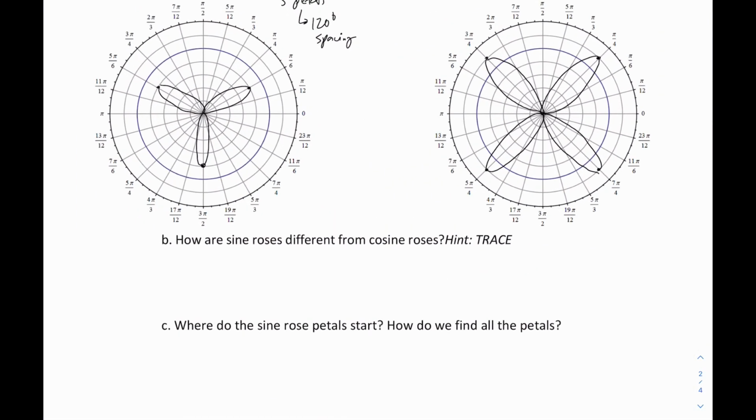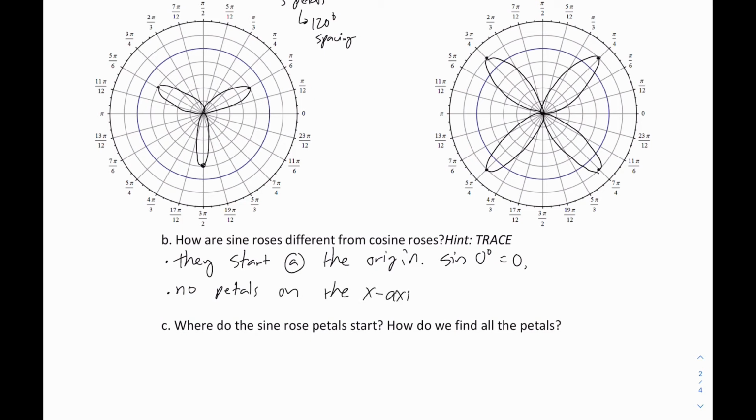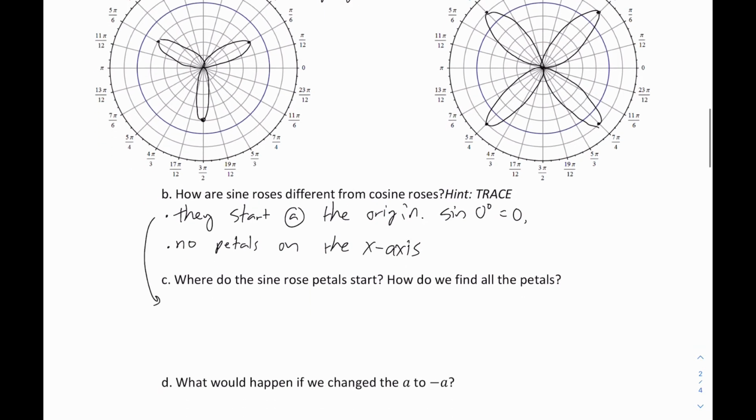Okay, how are sine roses different from cosine roses? Well, a couple things. We can see that there is no point on our x-axis right here, which means they start at the origin. That's pretty different. But that should make sense since sine of 0 degrees is equal to 0. But I would say the main thing for you to write down is there are no petals on the x-axis. Where do they start? Okay, so we already did that. Start at the origin.